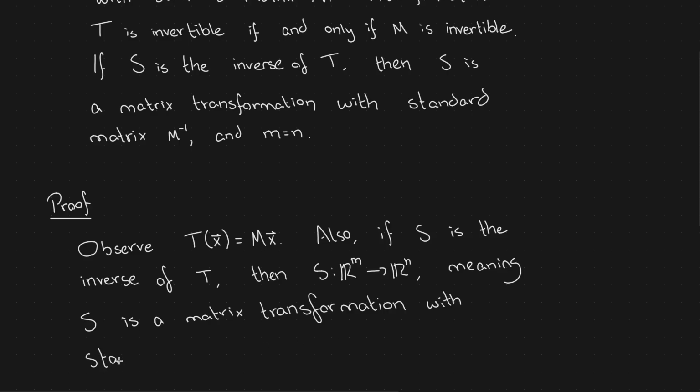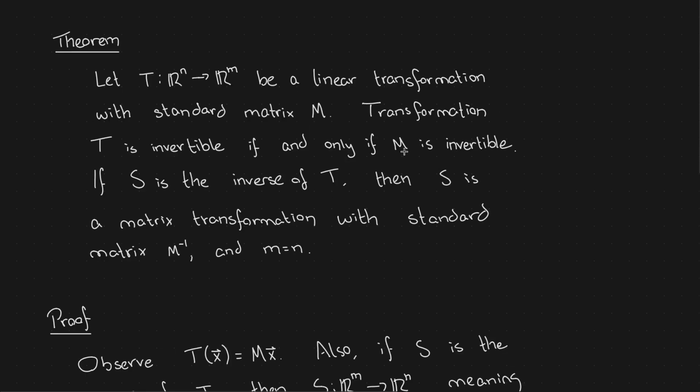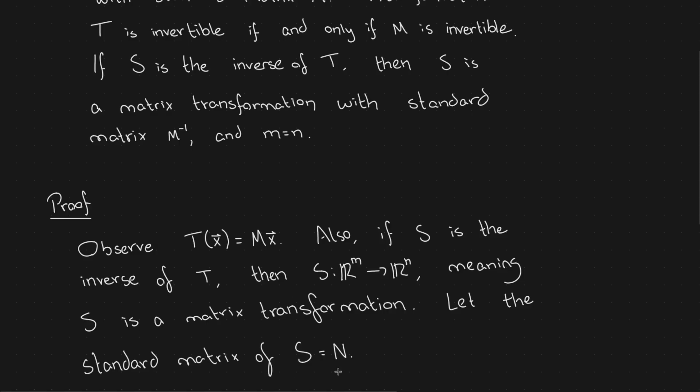With standard matrix, well, actually, let's put it this way. Let the standard matrix of S equal, let's call it matrix N. Now, what I want to show is that this N that I just defined is actually the inverse of matrix M. And I'm just realizing N may not be such a great name here because it sounds a lot like M. Let's just call it matrix A. So the standard matrix of S is matrix A. So I want to show matrix A is actually the inverse of matrix M. Okay?